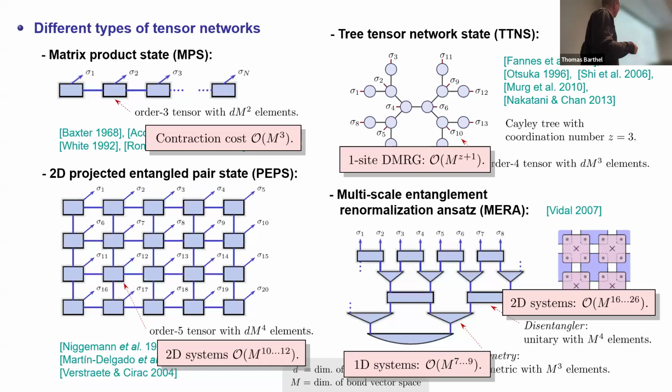Yeah, we call this the bond dimension M. In 1D, everything is fine, right? The computation costs are basically dominated by matrix multiplication, so bond dimension to the power of 3.